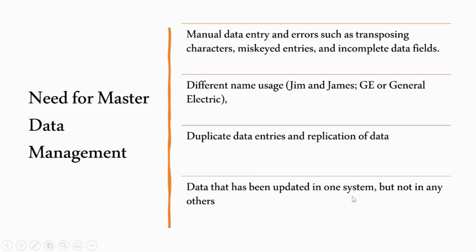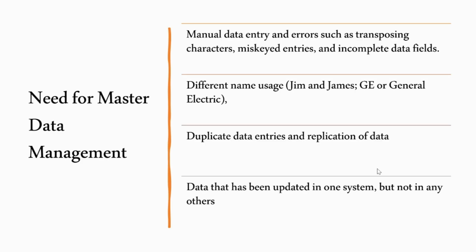Then data that has been updated in one system but not in another system. It is possible that one system has the data for customer A and the other system doesn't. So that is also a case where we need master data management. These are real-time issues faced by every company handling a huge amount of data, and that's the reason companies are now using master data management to create only one golden record, to deduplicate, and to remove all the redundant data out of their system.